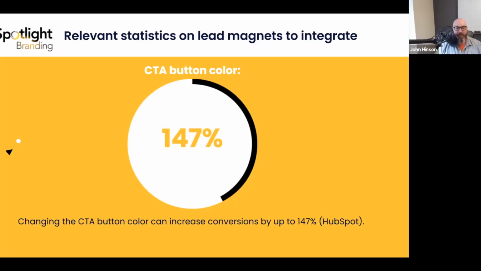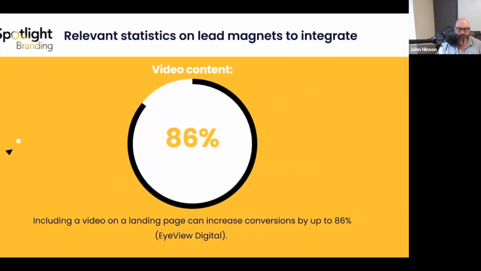Yeah, absolutely. Talking about testing things, changing the call to action button color can increase your conversions by up to 147%. Let's say that your call to action button is kind of blended into your color scheme. Doing something the opposite of that, like Graham said, or even going red or green, could really affect the conversion rate. I know that's something we've seen in some of the A/B tests we've done on our landing pages.